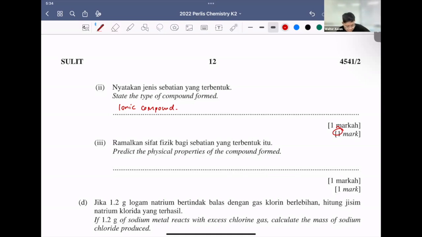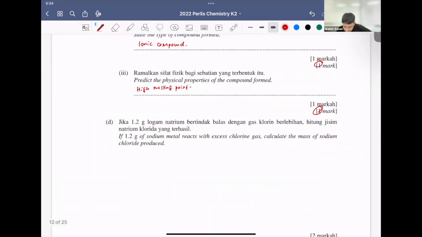Then predict the physical properties of the compound formed. I would say here it will have a high melting point, because it's hard to separate them as the ions are held together by strong electrostatic force. So that's the answer. Okay, next, part D.